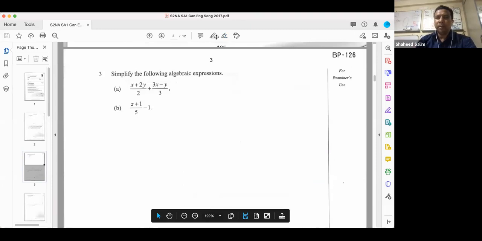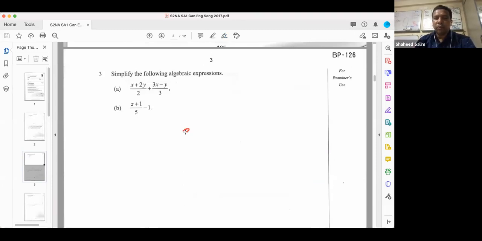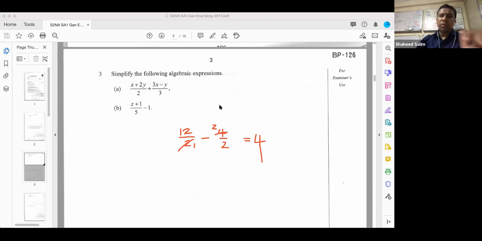Now we do a simple test, Shafi. Let's say P is 2. 12 over 2. 12 divided by 2 is 6, right? Minus, let's say, 4 over 2. 4 over 2 is 2, right? 6 minus 2, your answer must be 4, correct? Okay, now, let's say you say can divide lah. Divide by 2. But this is not a good example because both can divide by 2.